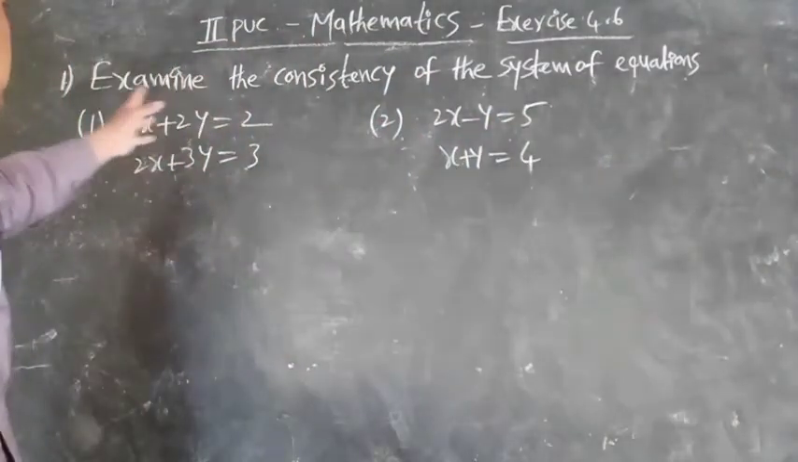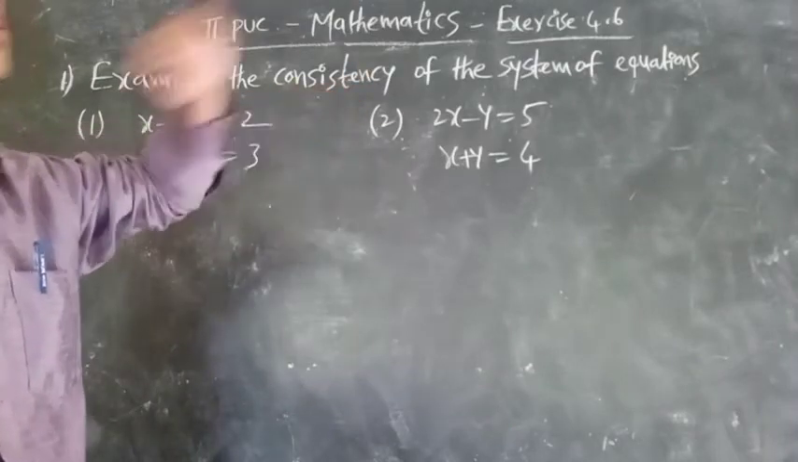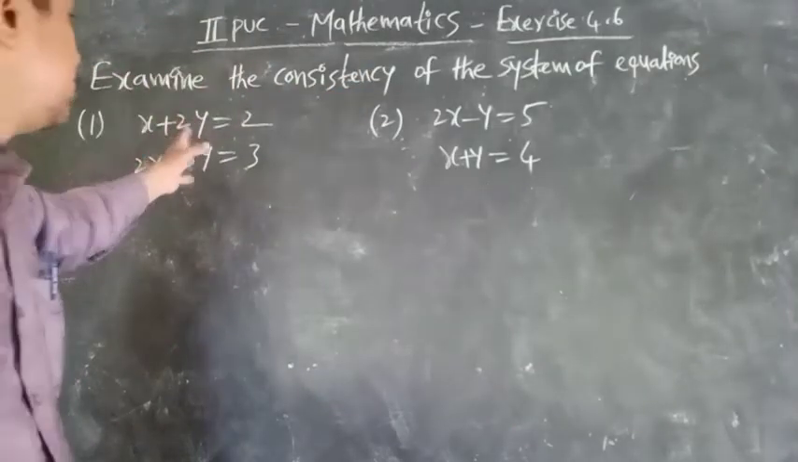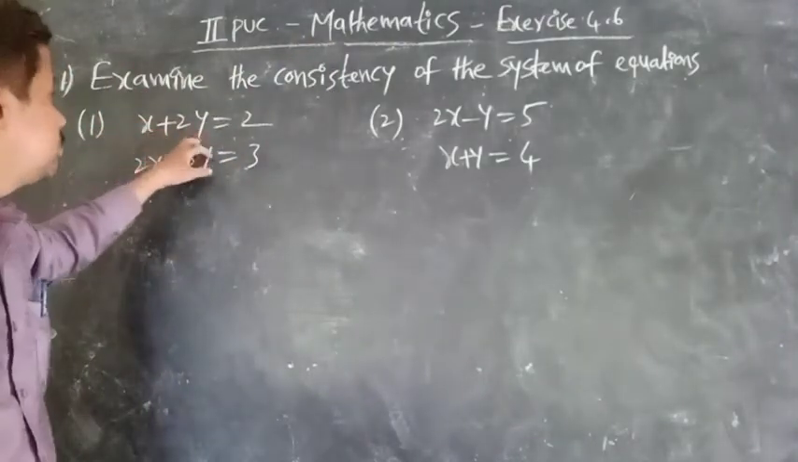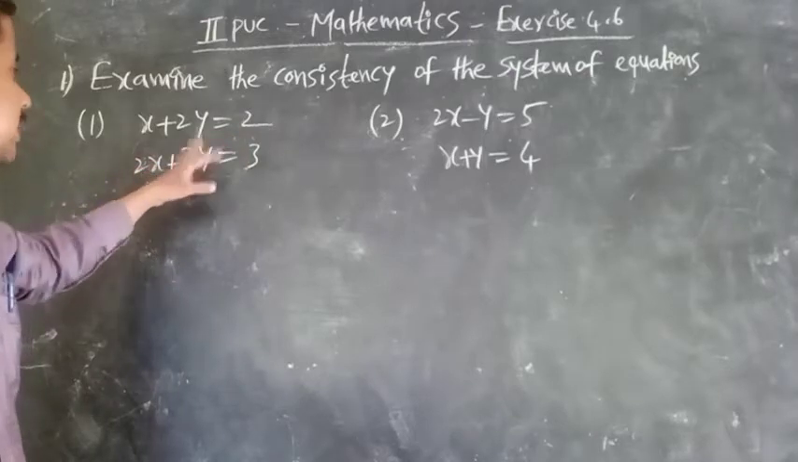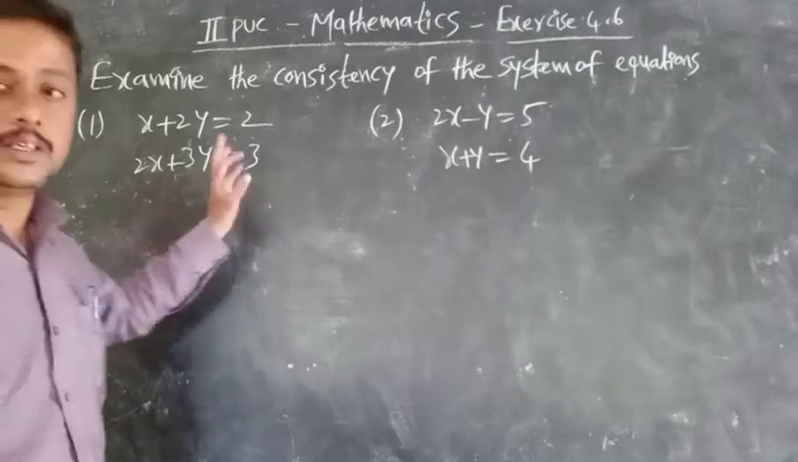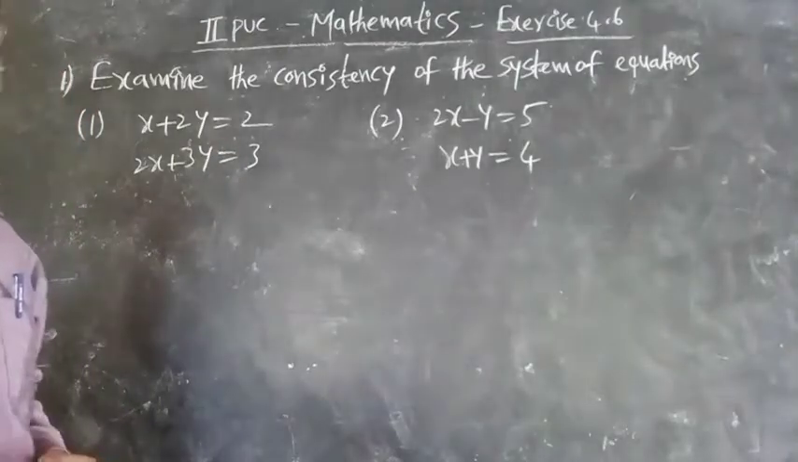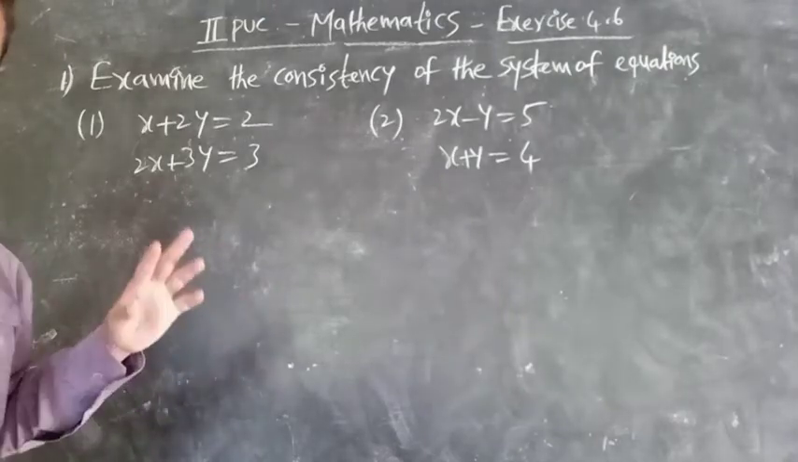See this problem. Examine the consistency of the system of equations. Two problems are given like this. First problem: x plus 2y is equal to 2, 2x plus 3y is equal to 3. This is the first equation. First, I have to decide whether it is consistent or not.